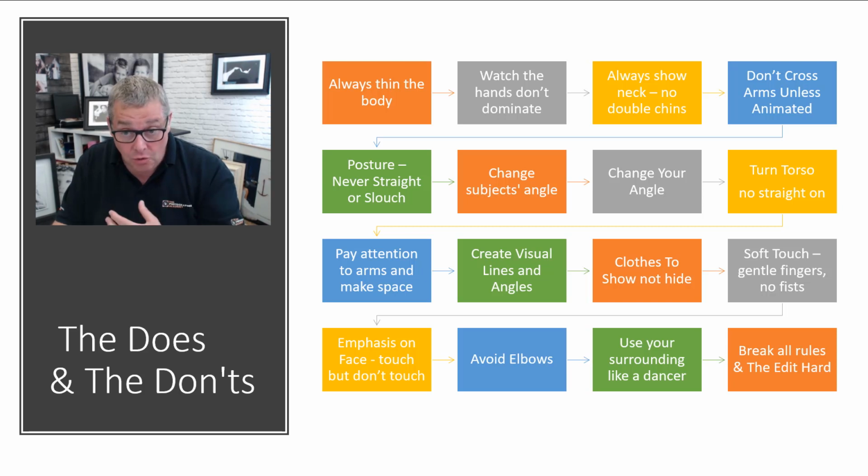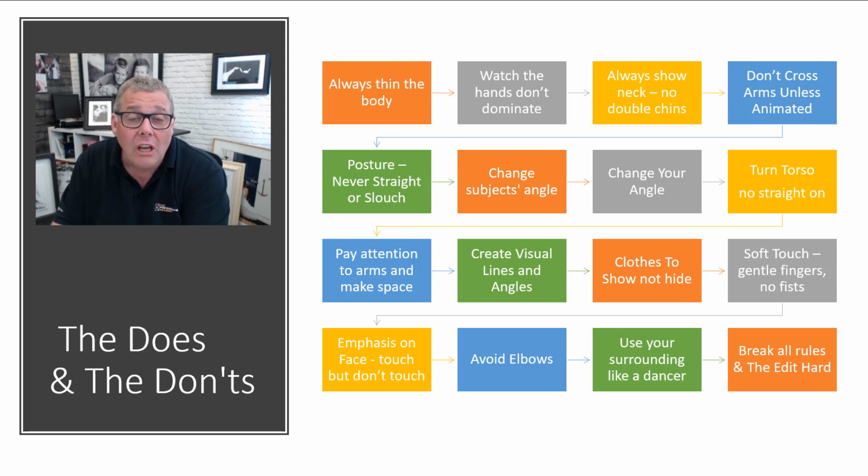If they need to look down more, make sure they're pushing the shoulders back so they can elongate that neck. Avoid crossing of the arms unless it's being used for a specific reason or storytelling within the image. Posture should never really be straight or slouchy. Remember to change the subject's angle as often as you can to be complementary to the body.